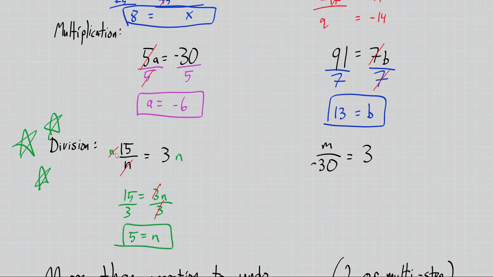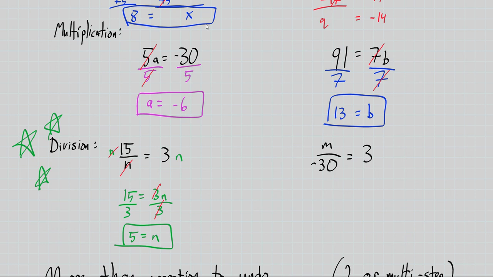Can check back into our initial equation. 15 over n is 3. 15 over 5 is 3. Yes, that works. Last one here for now. We've got, what do we got? M over negative 30 is equal to 3.